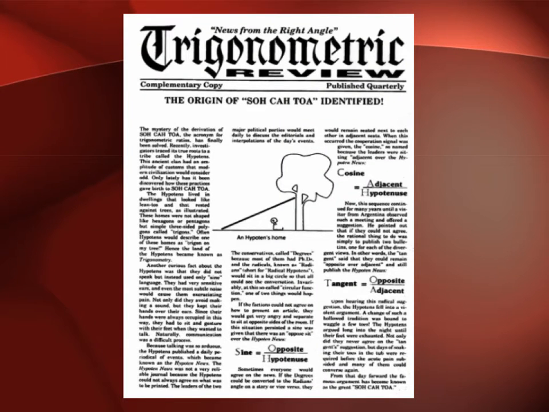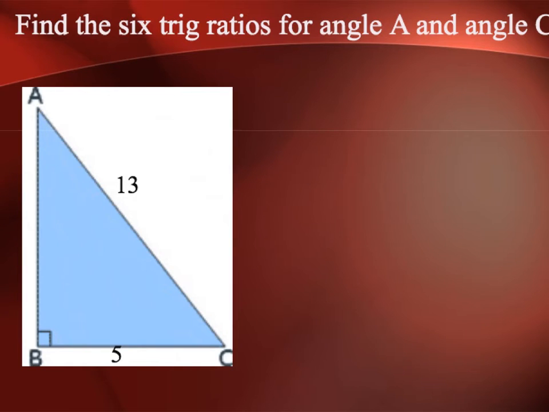Here's just a little funny I stuck in. You're welcome to read over it. Find the 6 trig ratios for angle C and angle A. Okay, so the idea here is that you have to go through all of your ratios. We'll start from angle A. Why not? It's the one at the top here.